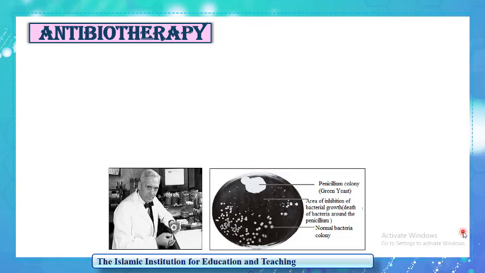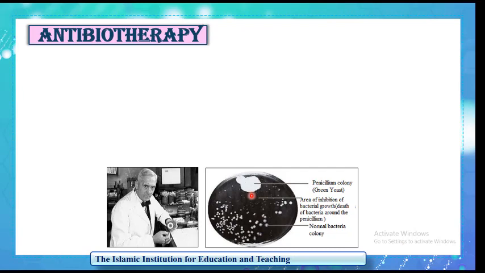Why do you think the bacteria died around the Penicillium? Can Penicillium kill these bacteria? Of course, yes, because Penicillium produces a chemical substance called penicillin that is able to kill these bacteria. 10 years later, penicillin was extracted from Penicillium and used as an antibiotic to treat some bacterial infections.